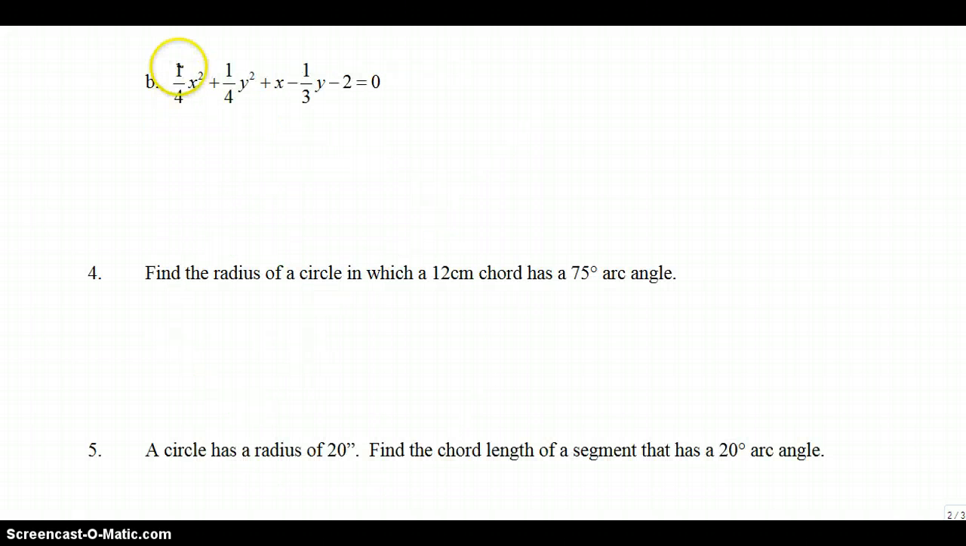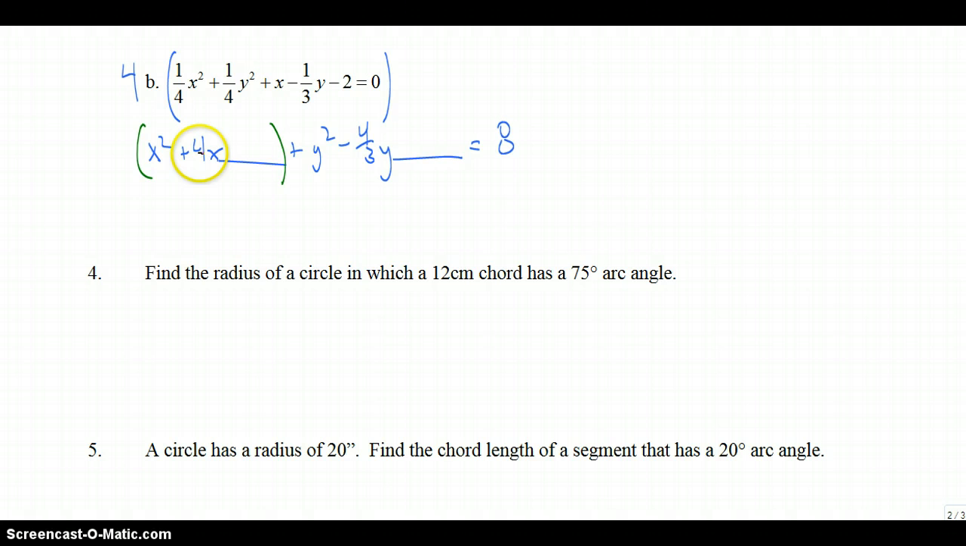This is problem number 3b. I notice that the coefficients on x squared and y squared are the same, and they're both fractions, so I'm going to multiply everything by 4 so that I don't have that fraction in there anymore. I'm also going to organize it so that all of my x's are together and all of my y's are together. When I multiply 4 times negative 2, it's negative 8, but I'm going to add it to get it to the other side. To complete the square for the x's, I take half of 4 and square that, that's 4. And to complete the square for the y's, I'm going to take half of negative 4/3, that's negative 2/3, square that, and that is 4/9.